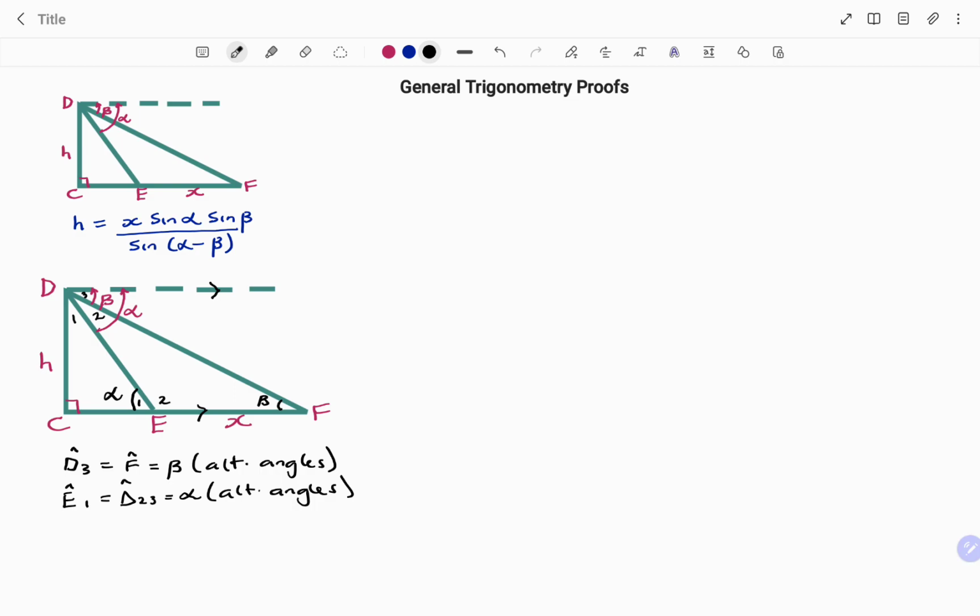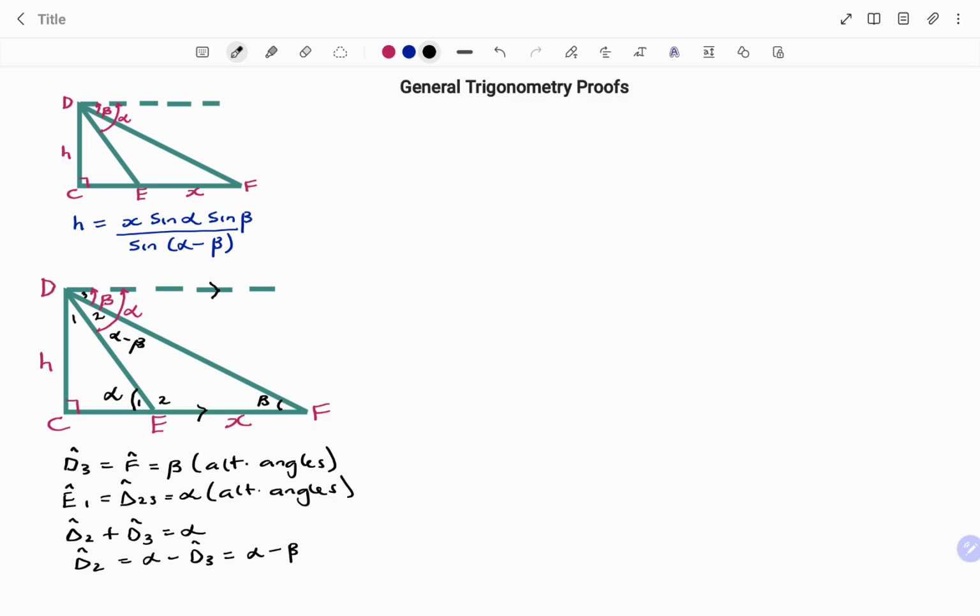Also, note that angle D2 plus angle D3 is equal to alpha. Therefore, to find angle D2, we have alpha minus angle D3, which is the same as alpha minus beta as shown. So therefore, angle D2 is alpha minus beta.